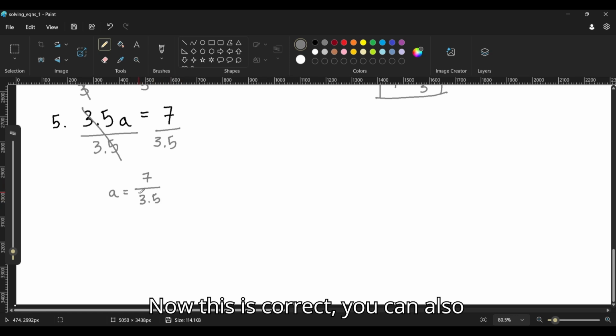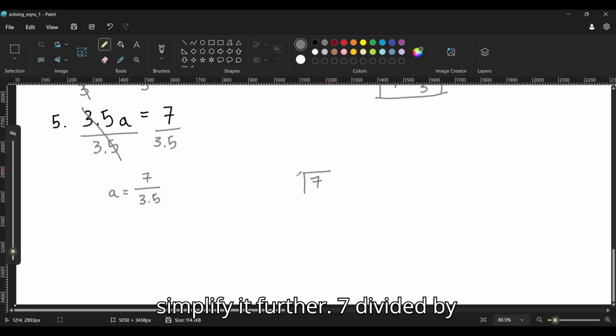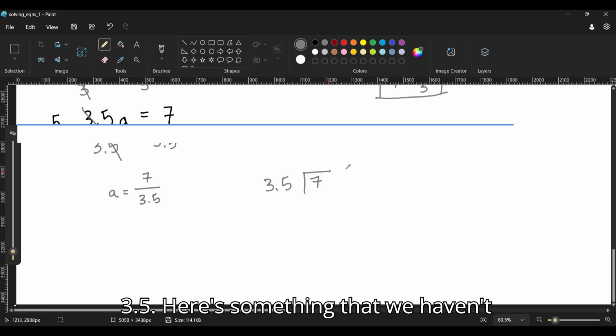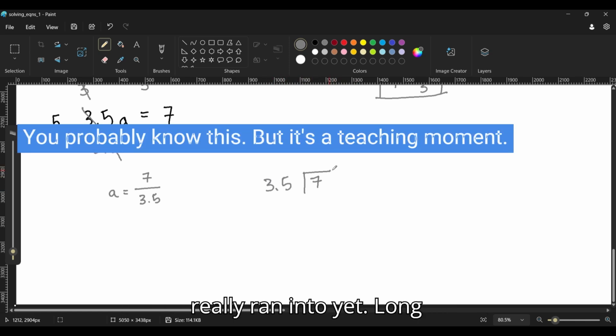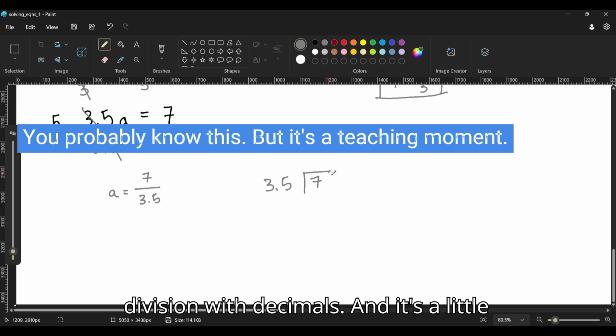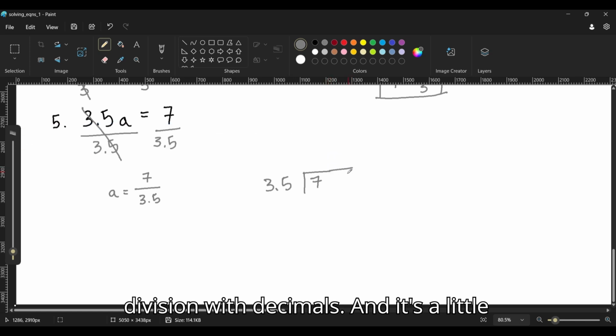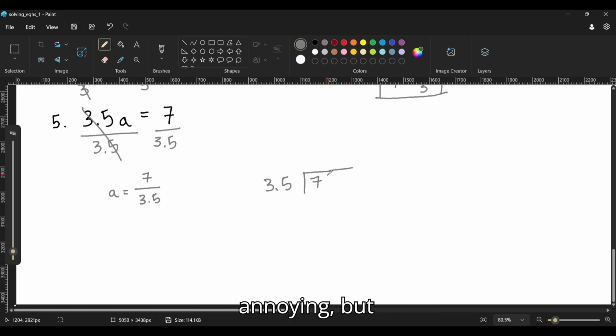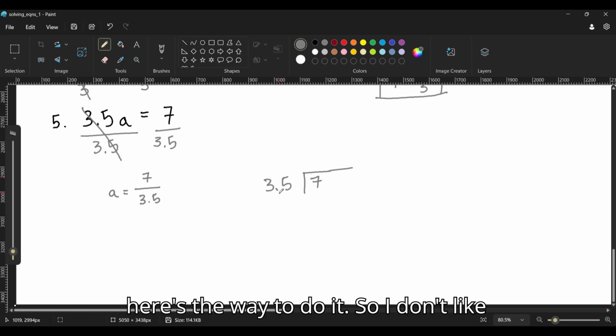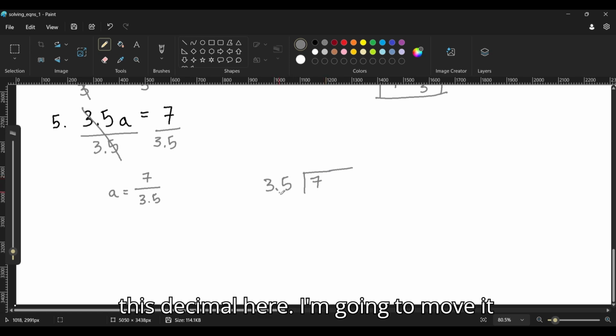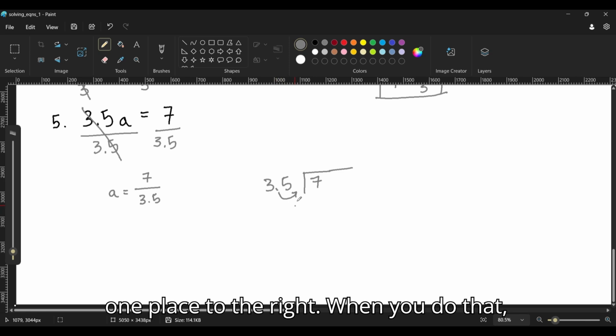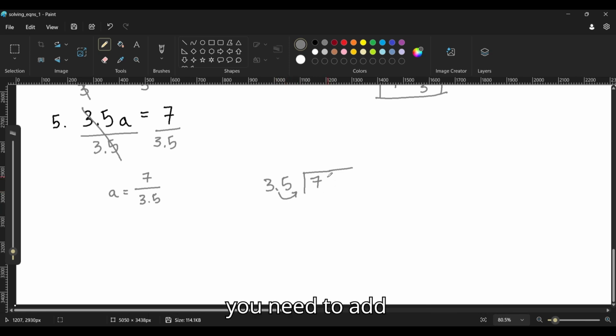Now this is correct. You can also simplify it further. So 7 divided by 3.5. Here's something that we haven't really run into yet. Long division with decimals. And it's a little annoying, but here's the way to do it. So I don't like this decimal here. I'm going to move it one place to the right. When you do that, you need to add another 0 here, okay?